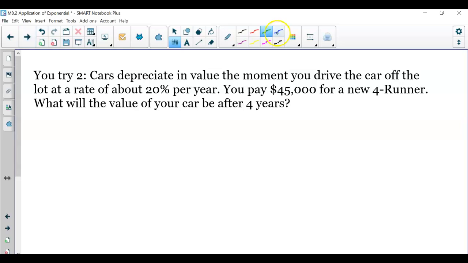And here we go. Cars depreciate in value. So depreciate, meaning it's losing value, going down, which means we're again going to subtract. In the value of the moment you drive the car off the lot at a rate of 20% per year. So again, 20% is not what we're going to use for our rate. Our rate is out of 100, so move that decimal, so 0.2. You pay $45,000, so that's the initial amount, for a new 4Runner. What will the value of your car be after 4 years?